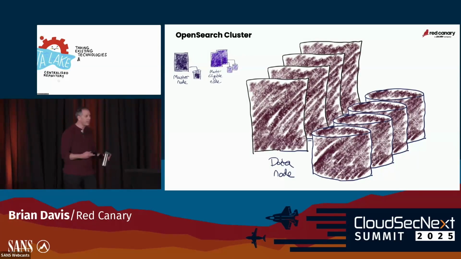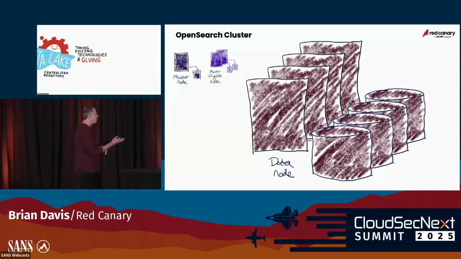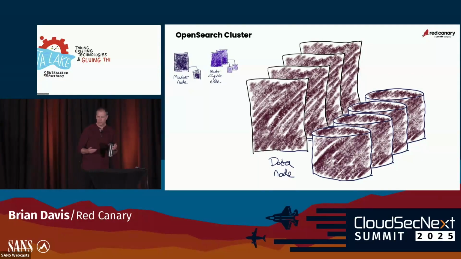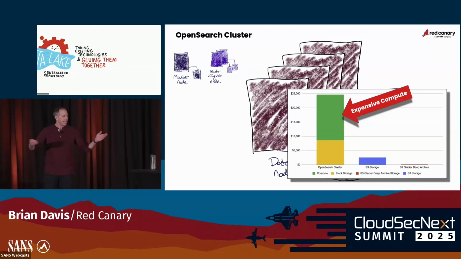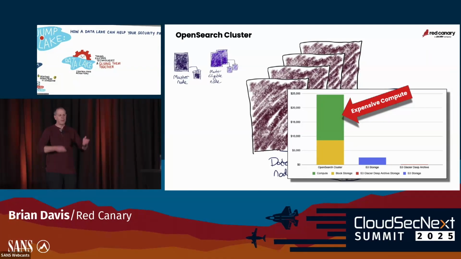So let's go back to that OpenSearch cluster, because I bet you're wondering, why did he go through all that? So if you look at this OpenSearch cluster that has an absurd amount of cores, an absurd amount of RAM, it costs a lot of money, and you say, boy, that compute was really expensive. Can't we get rid of that compute somehow? Because that would save me a lot of money.